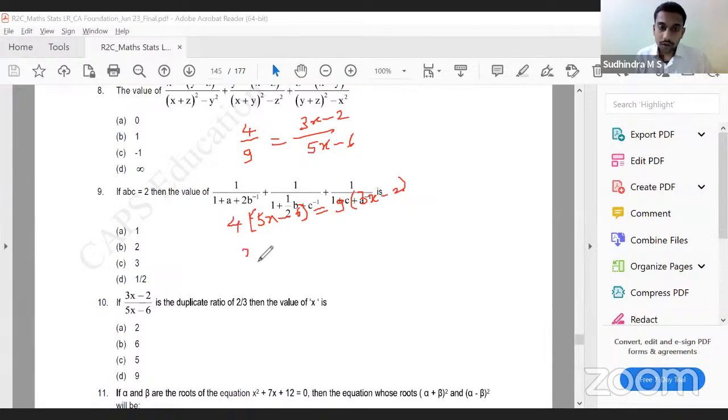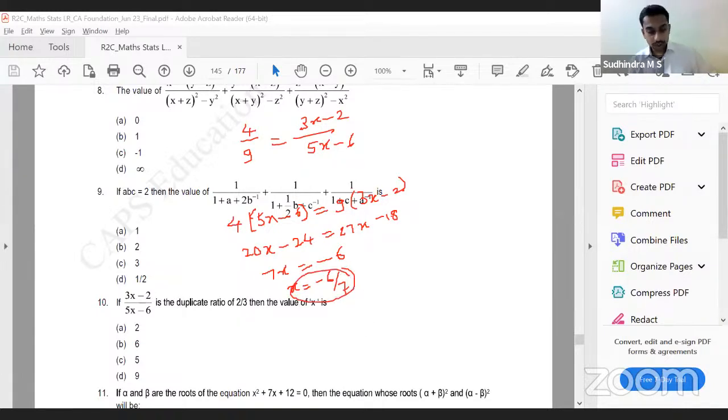4 5s are 20. So 20x minus 24 is equal to 27x minus 18. So send 20x this side, you get 27x minus 20x, which is 7x, and send 18 this side, minus 24 plus 18, you get minus 6. X is minus 6 by 7. X is minus 6 by 7. The options are wrong.